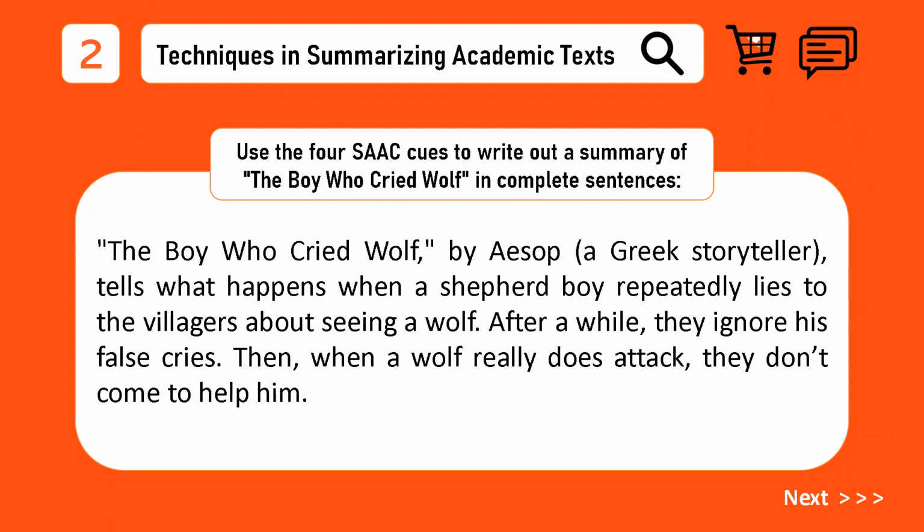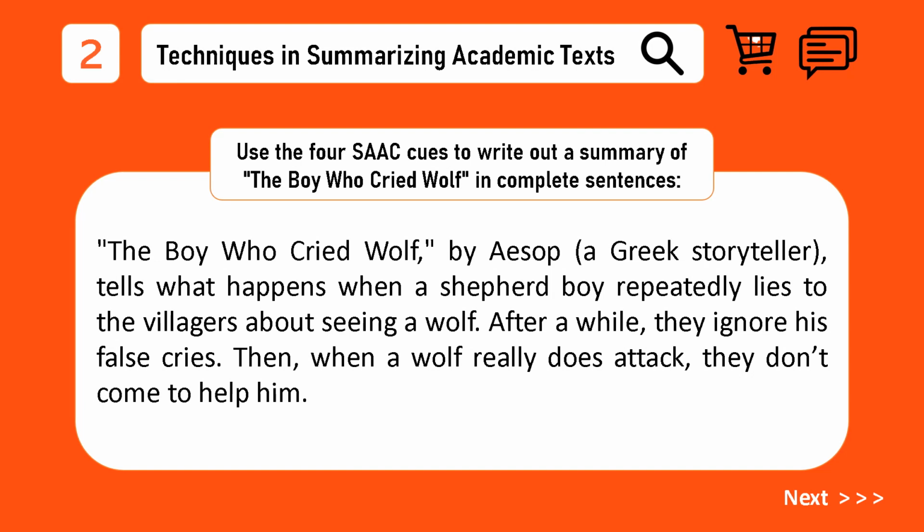Let me read it for you. The Boy Who Cried Wolf by Aesop, a Greek storyteller, tells what happens when a shepherd boy repeatedly lies to the villagers about seeing a wolf. After a while, they ignore his false cries. Then, when a wolf really does attack, they don't come to help him.